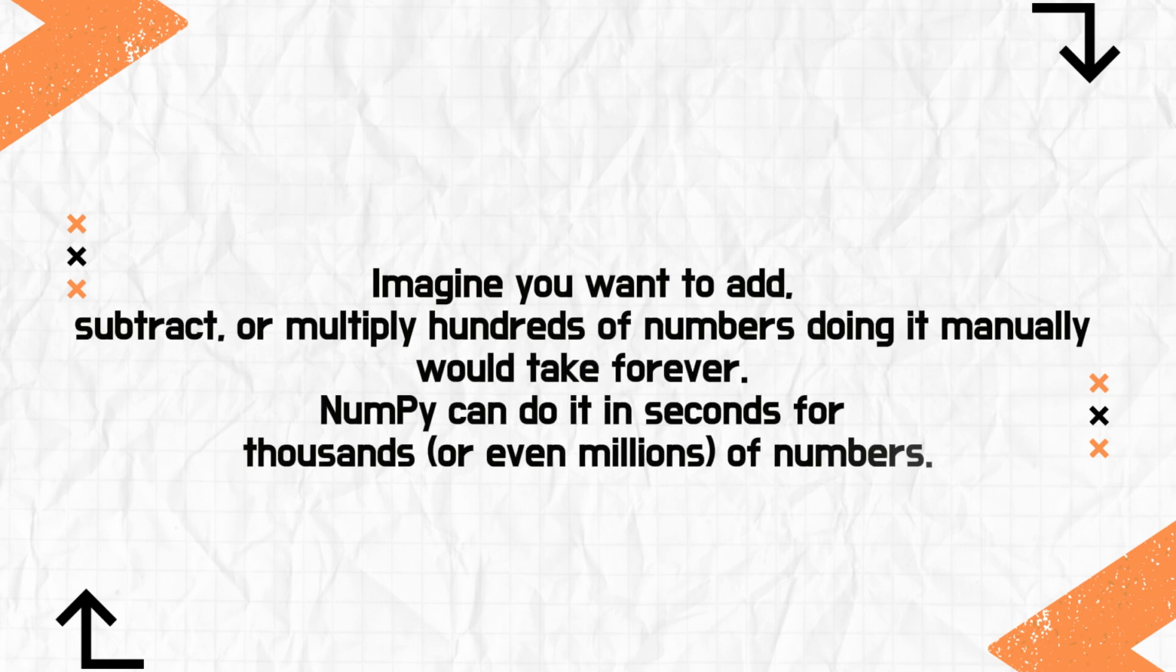Imagine you want to add, subtract, or multiply hundreds of numbers. Doing it manually would take forever. NumPy can do it in seconds for thousands or even millions of numbers. Adding and subtracting numbers, even in Excel, can be so slow, but in NumPy it's done in seconds, and it does not even depend on the quantity of numbers. It can be thousands, it can be millions. In a second, it's done performing the subtraction, multiplication, whatever you want it to do for you. That is one advantage of why NumPy is amazing.